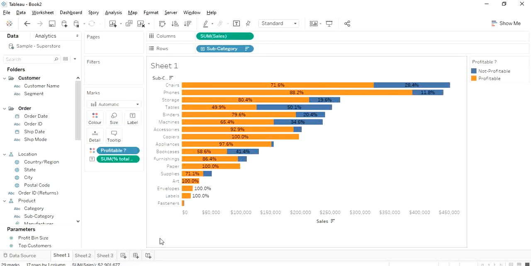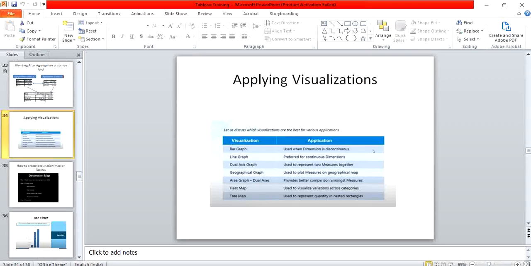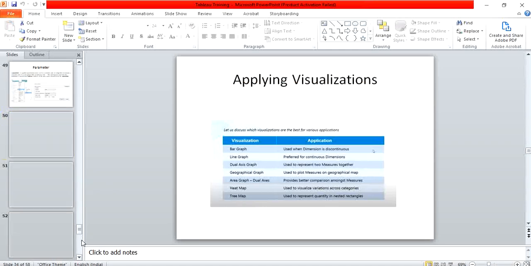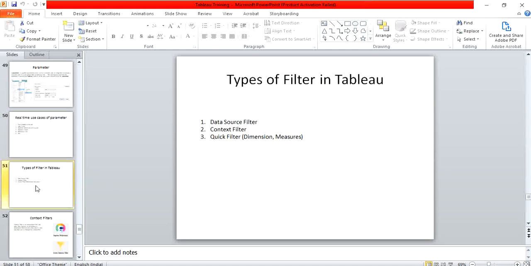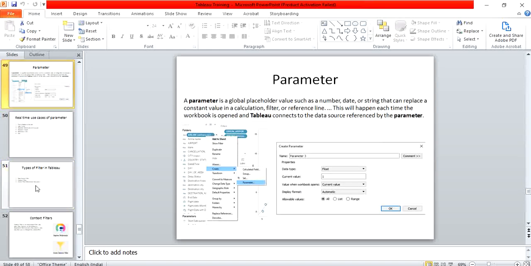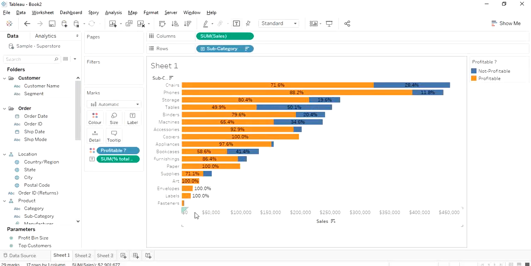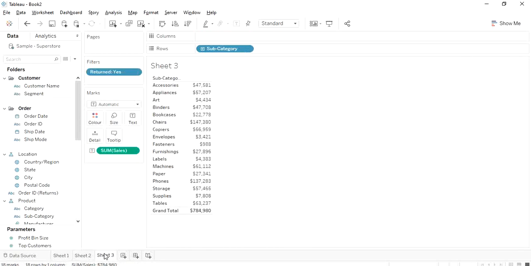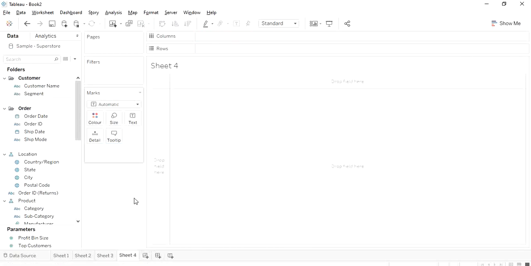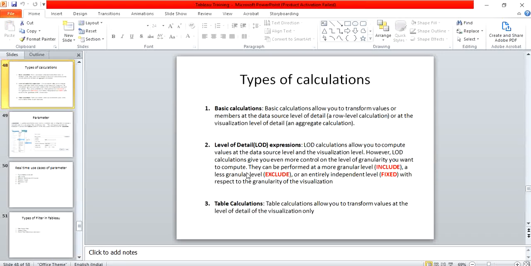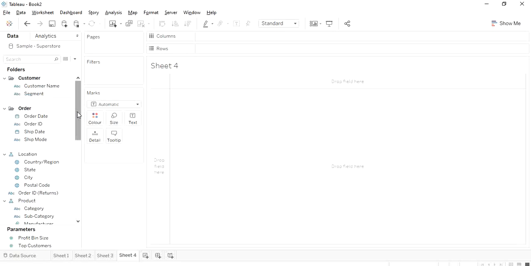Okay, now in continuation of this LODs, a few more things I would like to take up here. We just discussed the fixed part and exclude part. The include part I'm also going to touch upon. So I'm going to open a new window, and I'm going to show you one include option.